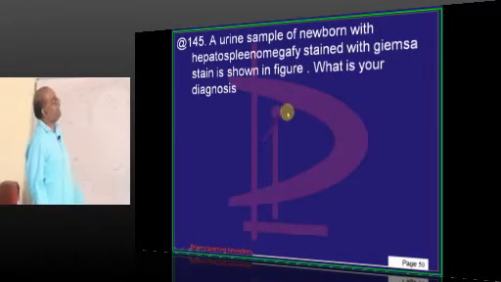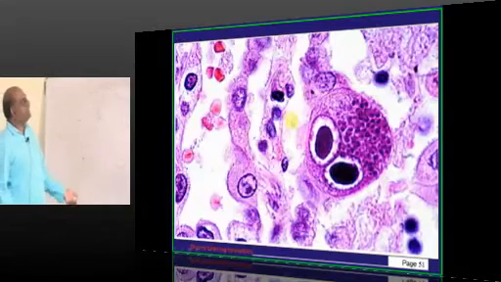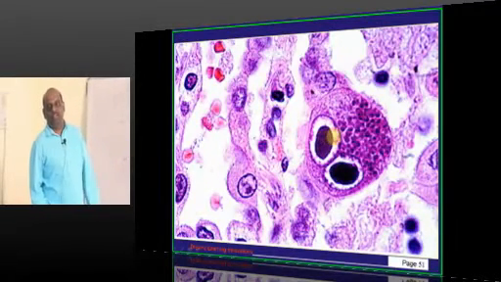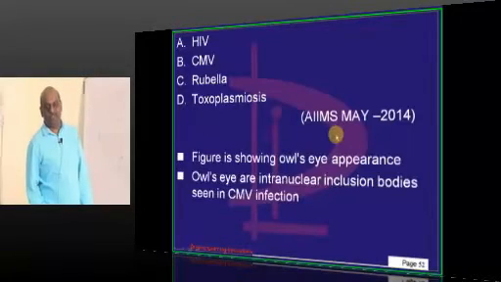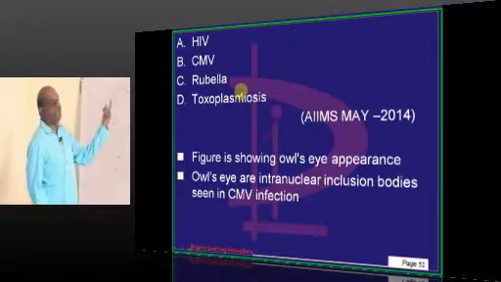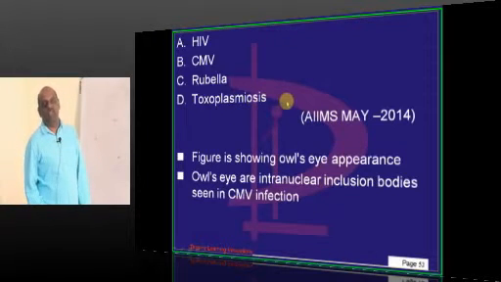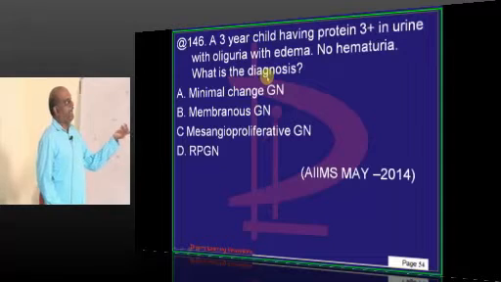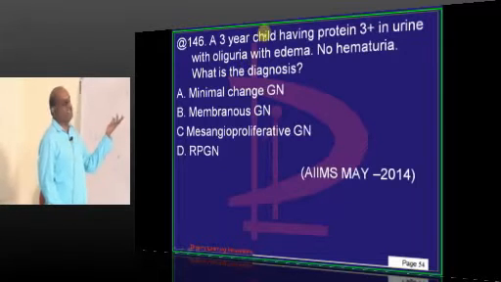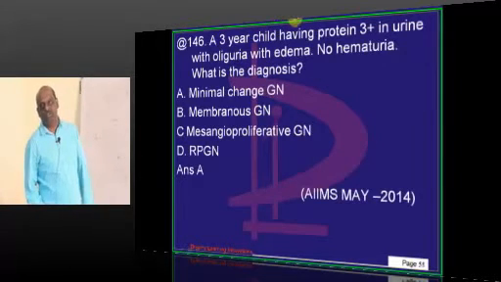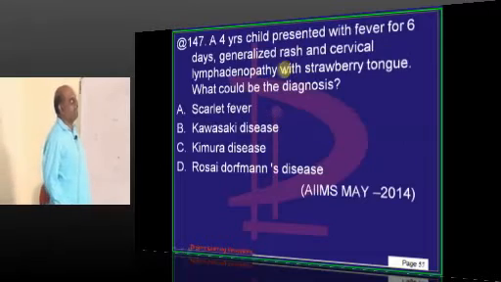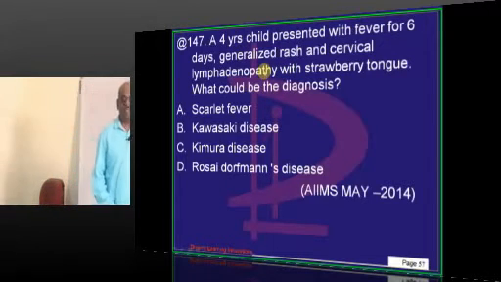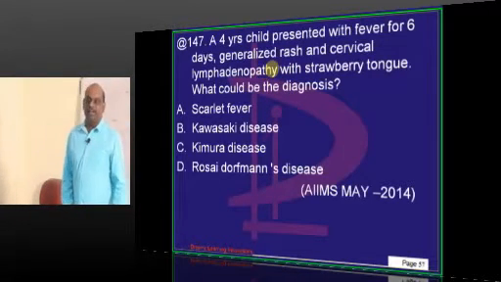Typically there is hepatosplenomegaly in a newborn with a gene stain showing this. What do you see in this? Owl-eyed. Owl-eyed, where will you see? Typically in the case of CMV is what you need to remember. A 3-year-old with 3+ proteinuria, no hematuria, nephrotic syndrome. What is the common cause? Minimal change disease. I think some questions the examiner will make easier for us, right?